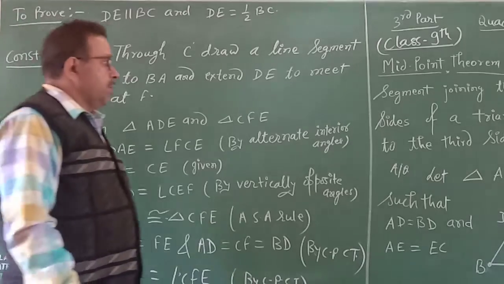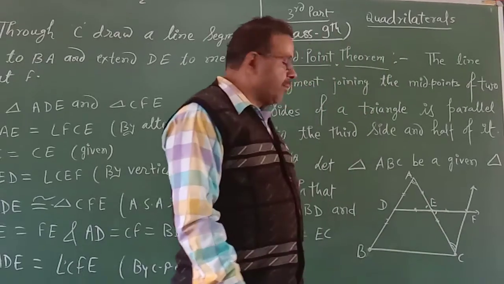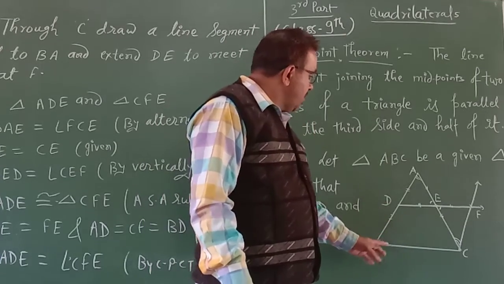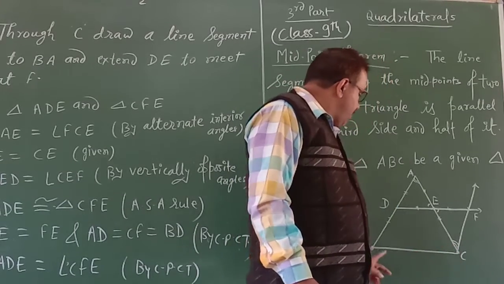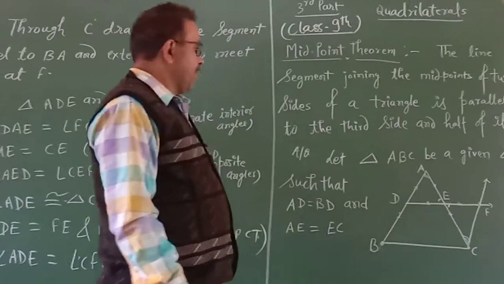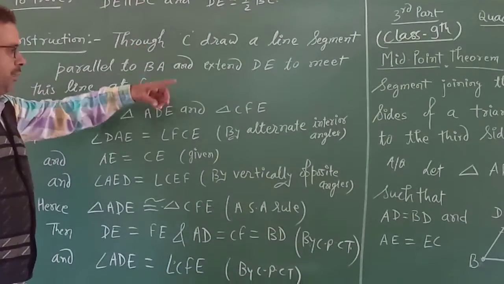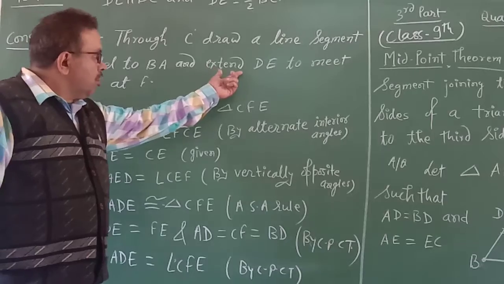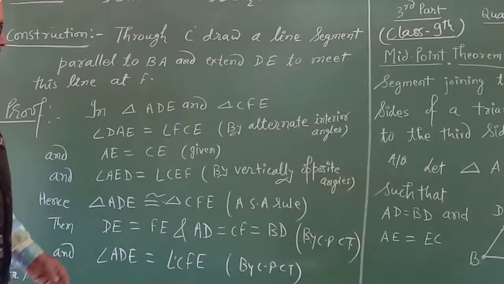For this proof, we need a construction. There is another method that can also prove it, but there are two methods, and I am going to use one here. Draw a line through the point C parallel to BA, extending DE so that it meets at point F. What we did: through point C we drew a line segment parallel to BA, and when we extend DE, it crosses this line at point F.